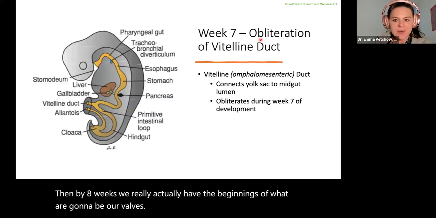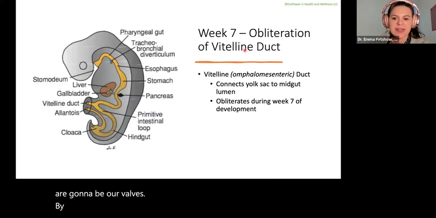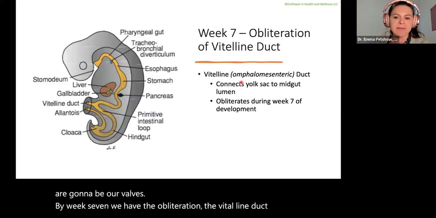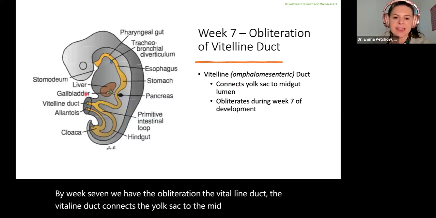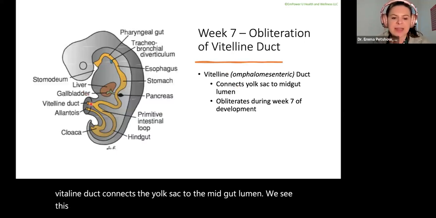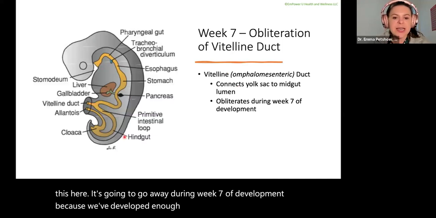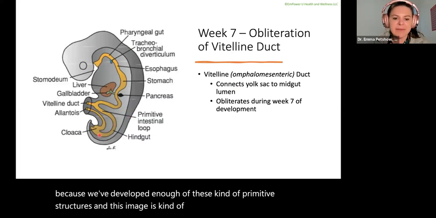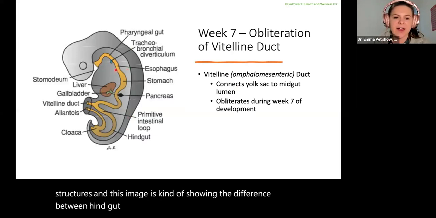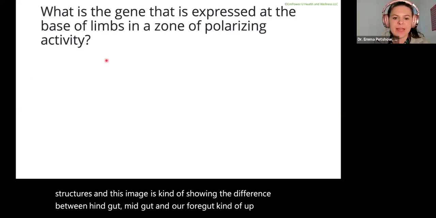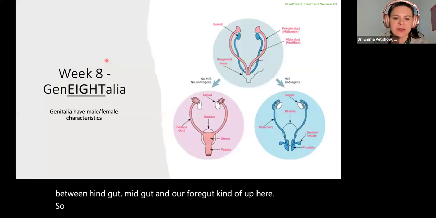By week 7, we have the obliteration of the vitelline duct. The vitelline duct connects the yolk sac to the mid-gut lumen. We see this here. It's going to go away during week 7 of development because we've developed enough of these primitive structures. And this image is showing the difference between hindgut, mid-gut, and our foregut up here. So again, the Sonic the Hedgehog gene.